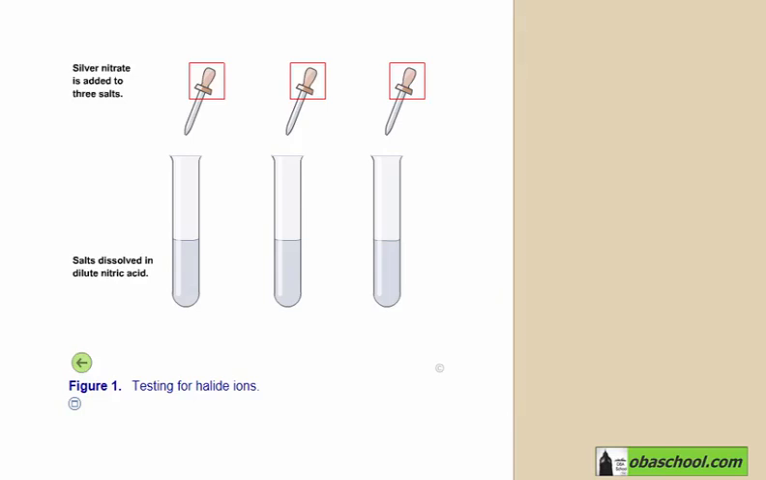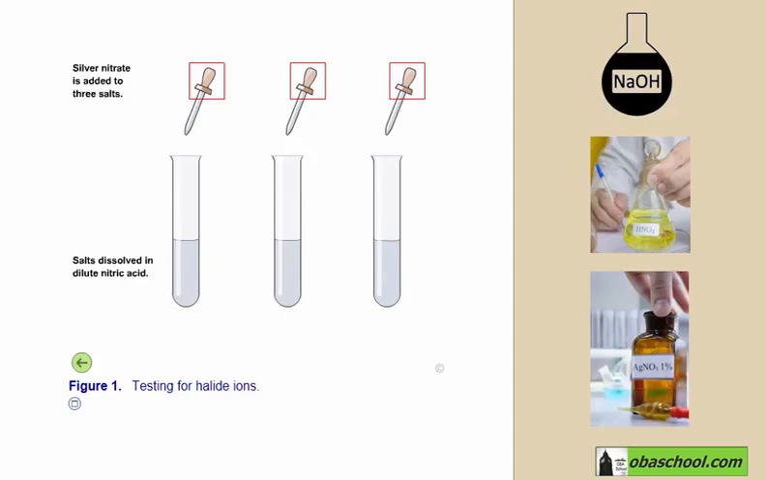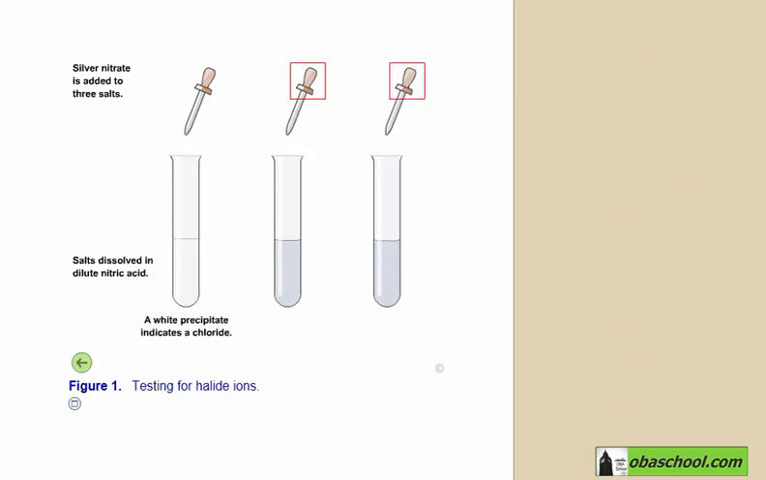First of all, we will add sodium hydroxide and we will warm up the solution. Then we will add nitric acid, HNO3, to acidify the medium. And then we will add silver nitrate, AgNO3. So now we are adding silver nitrate and we will shake. A white precipitate indicates the presence of a chloride, Cl-.